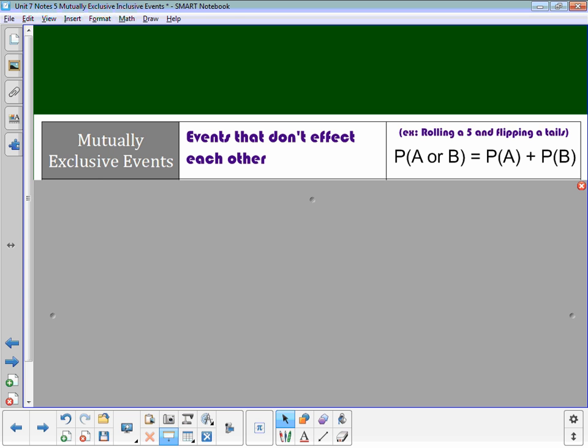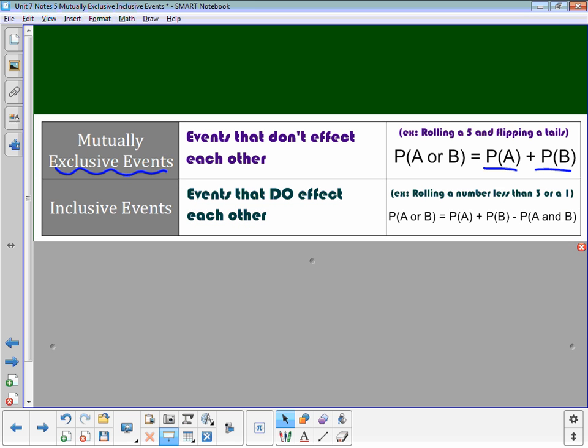So if I were going to find the probability of mutually exclusive events, events that don't affect each other, that means I'm looking at the probability of the first event plus the probability of the second event. Now, on the flip side of that, inclusive events are events that do affect each other. Events that have something in common.